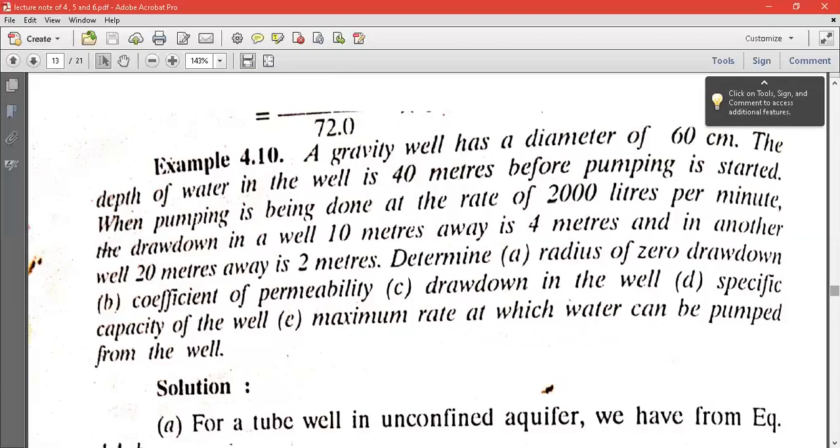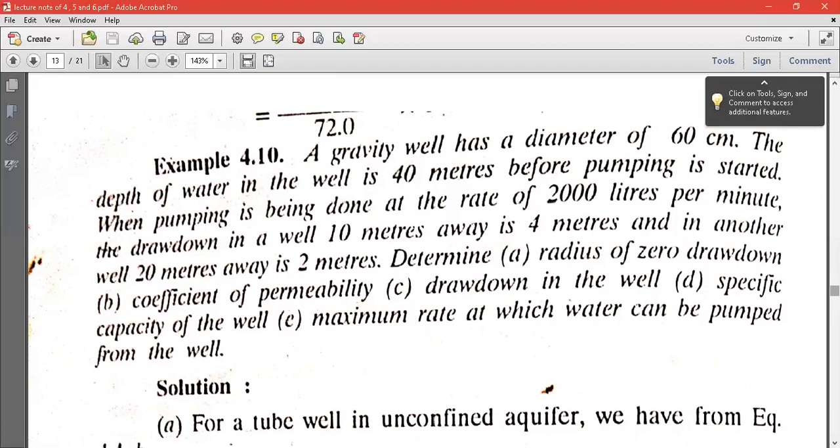So what we have to find out? You have to find out the radius of zero drawdown, that means capital R, which is otherwise called the radius of influence. The coefficient of permeability K, because here discharge is given, K you have to find out, and the drawdown in the well, that is small s in the well system.